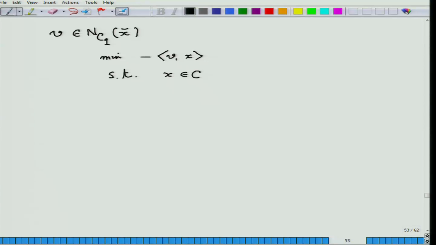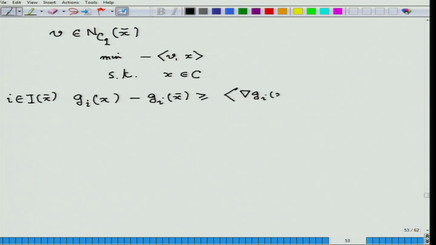And so, here how do I think about it? I have constraints and all of these are convex. Now, consider those i's which are in I of x bar, that is the active index set, the set of all i's for which g_i of x bar is 0. Then convexity would give me, for each i, this fact. This is something which you already know. It will give you this fact.